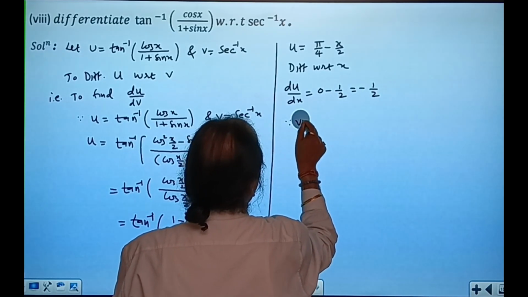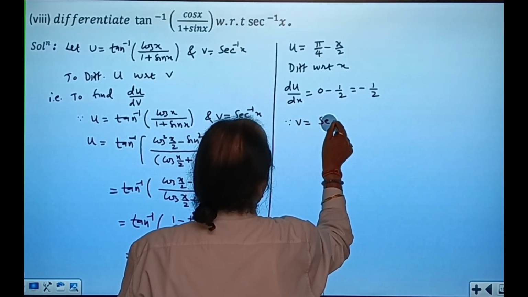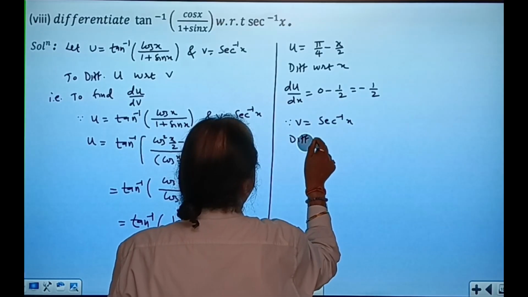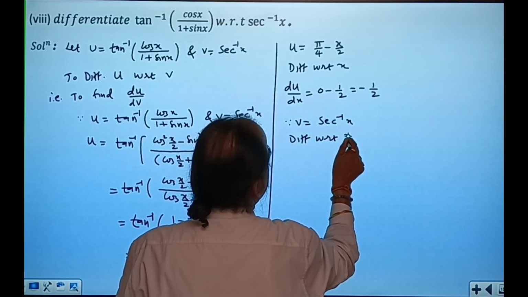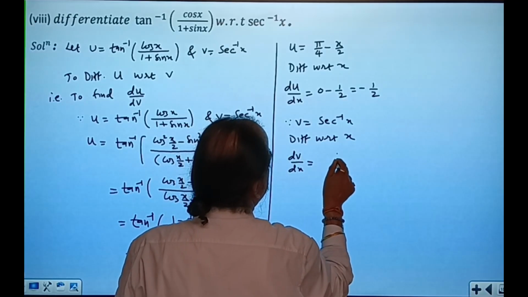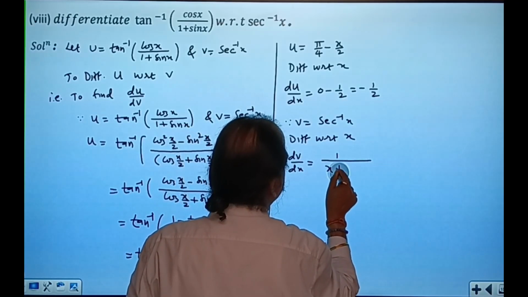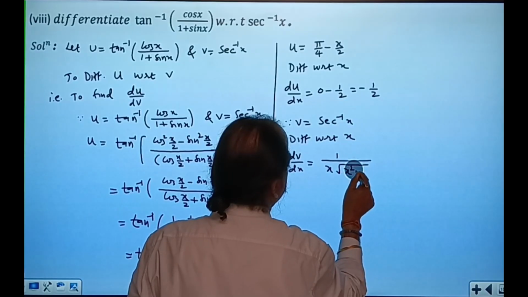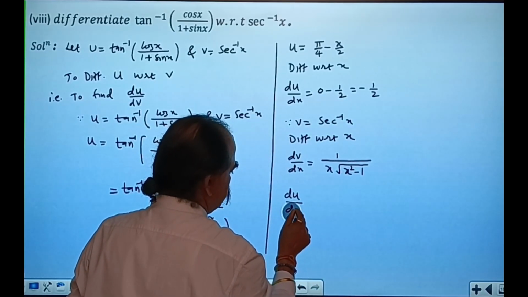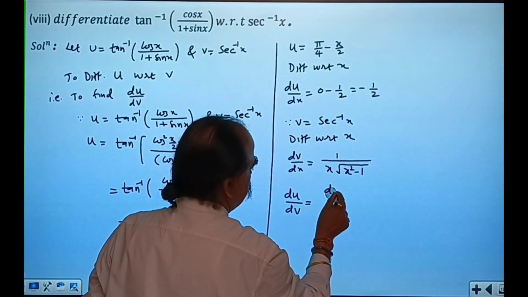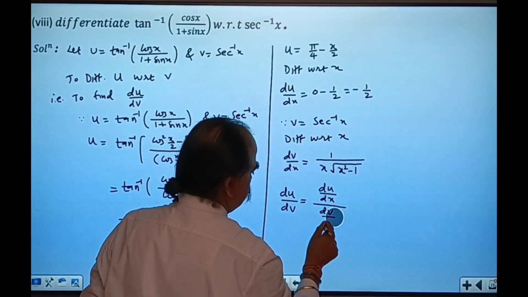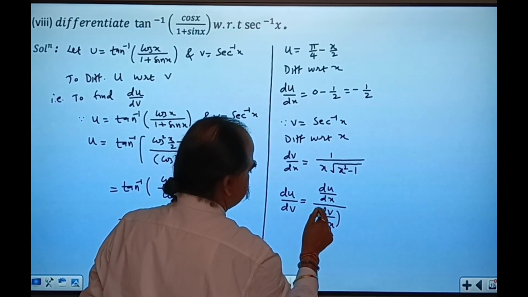Since v is what? Sec inverse x. Differentiating with respect to x, dv by dx is what? 1 upon x root x square minus 1. Now we want du by dv. Du by dx upon dv by dx.